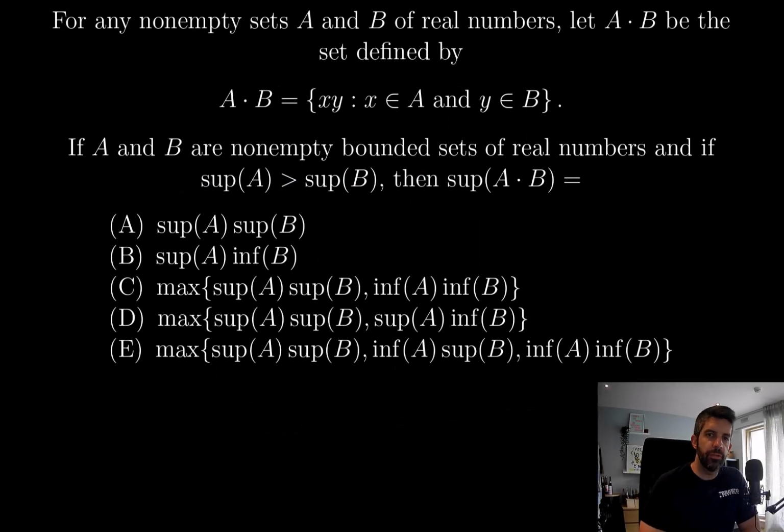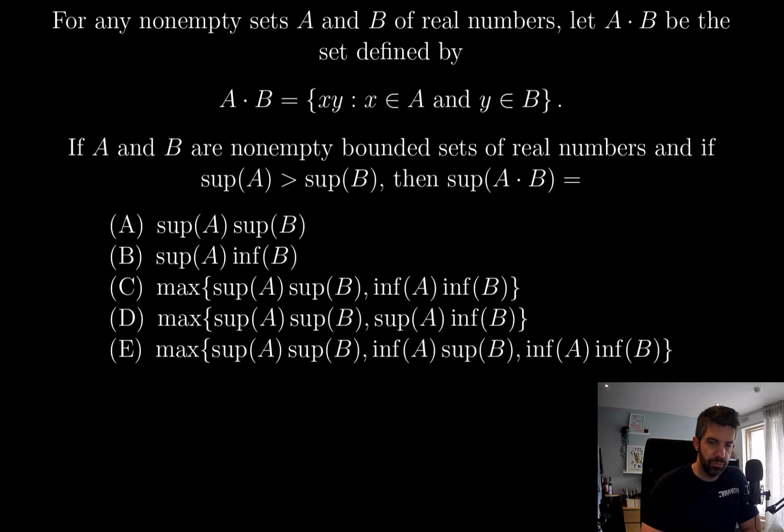For any non-empty sets A and B of real numbers, let A dot B be the set defined by A dot B is the set of all products of things in A and B. If A and B are non-empty bounded sets of real numbers, and if the supremum of A is greater than the supremum of B, then the supremum of A dot B is equal to, okay.